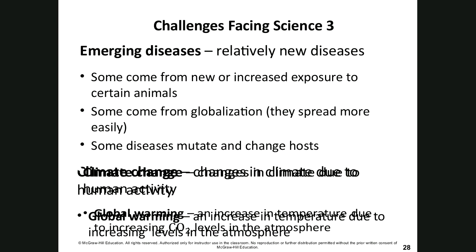And global warming is an increase in temperature due to the increased carbon dioxide levels in the atmosphere, causing those greenhouse gases like CO2 to be trapped in here, and increasing the overall temperature of the globe.